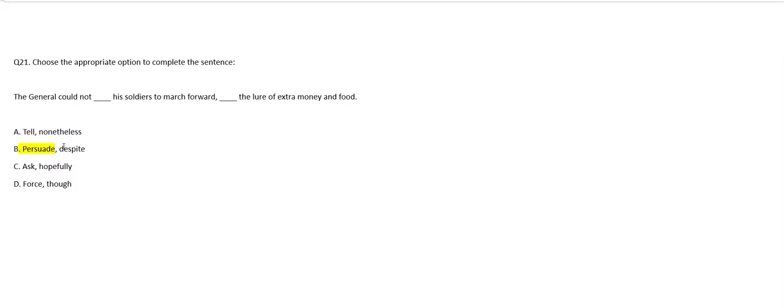Despite means in spite of. The general would not persuade, encourage his soldiers to march forward. In spite of means, like they offered a lure, meaning attracted with extra money and food, he did not accept. That is, in spite of the lure of extra money and food, the general could not persuade his soldiers to march forward. Okay, I think you understood.